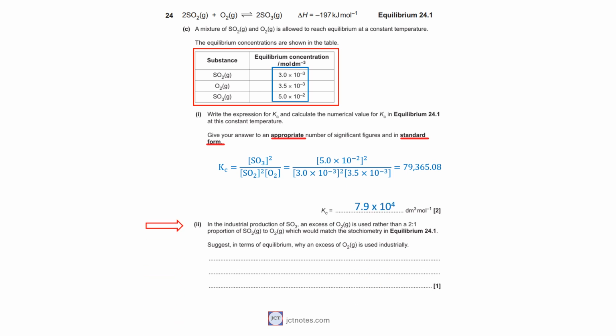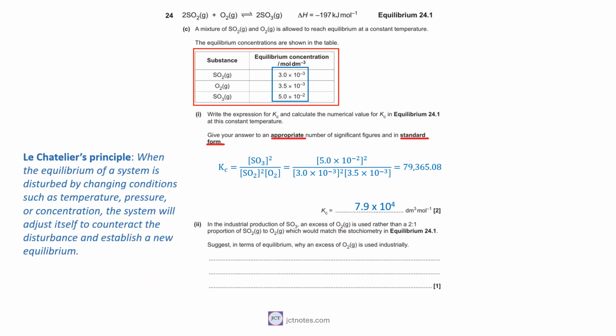In the second question, we are asked to explain, in terms of equilibrium, why an excess of oxygen is used in the industry. As per Le Chatelier's principle from Part B of this question, an excess of oxygen will displace the equilibrium to the right, increasing the yield of sulfur trioxide.